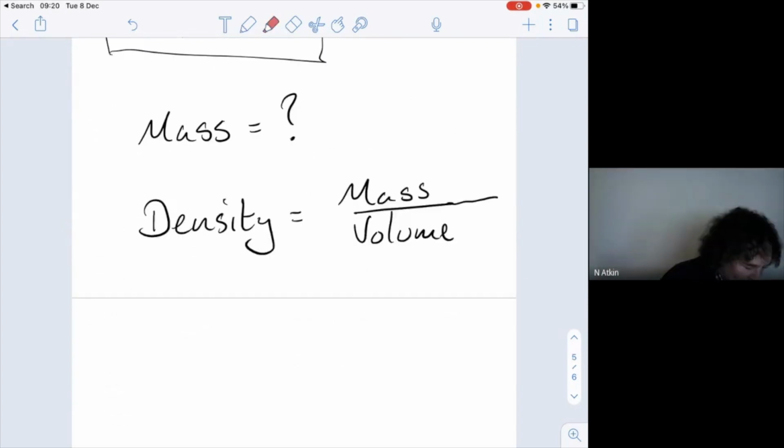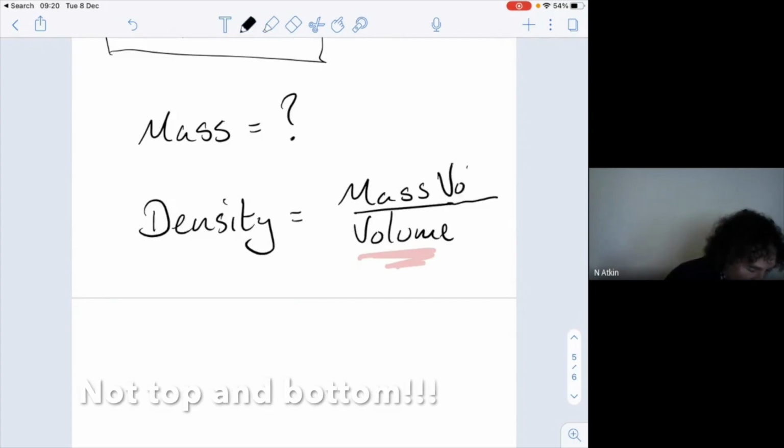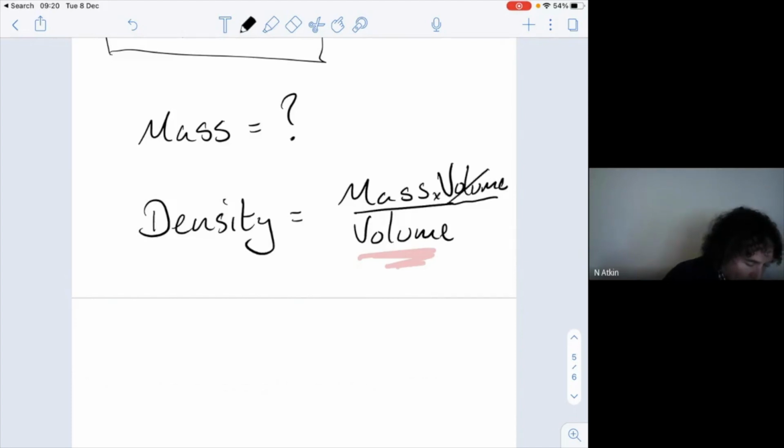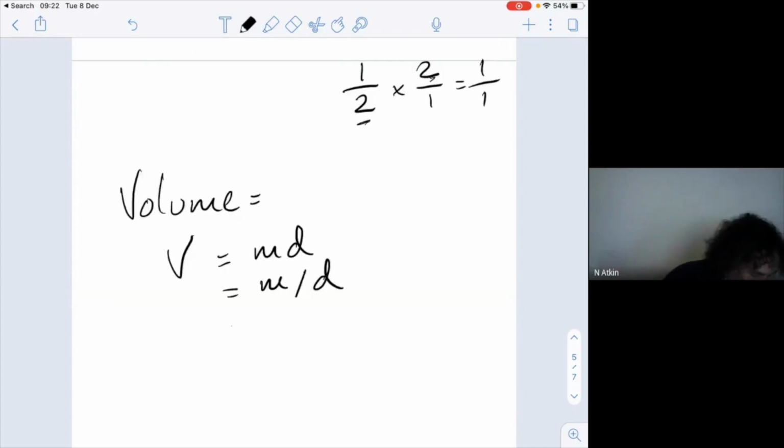So what's stopping mass being on its own is this volume. I need to get rid of that. And the easiest way to get rid of it is to times top and bottom by volume. So if I do mass times volume here, then it goes. In the same way, if I multiplied a half by 2, the 2 disappears. Does it equal D over M?